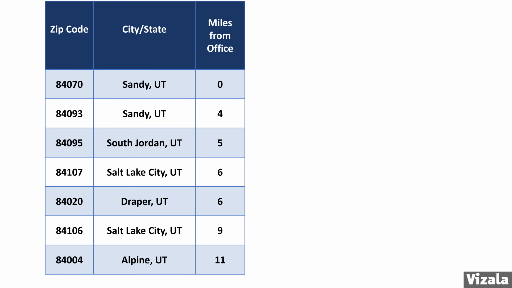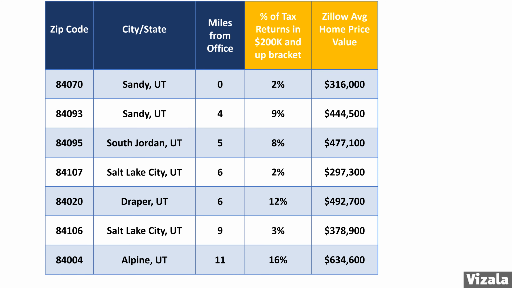Most CPA firms are interested in targeting local affluent prospects, so our goal is to spend most of the budget in nearby affluent zip codes. In this table, you can see zip codes near the firm's office, sorted by how far they are from the office. Data on income brackets and average home price have been appended from the IRS and Zillow respectively.